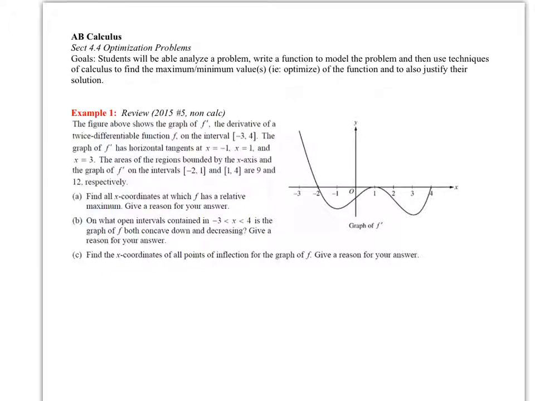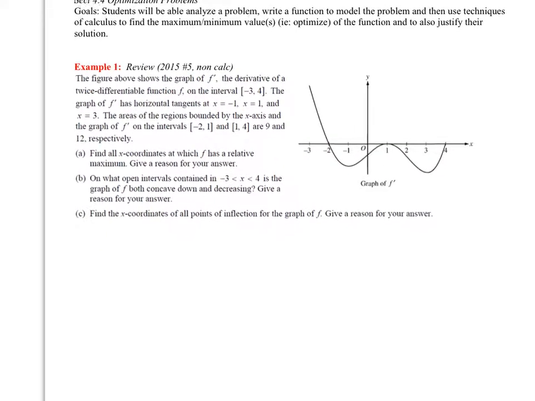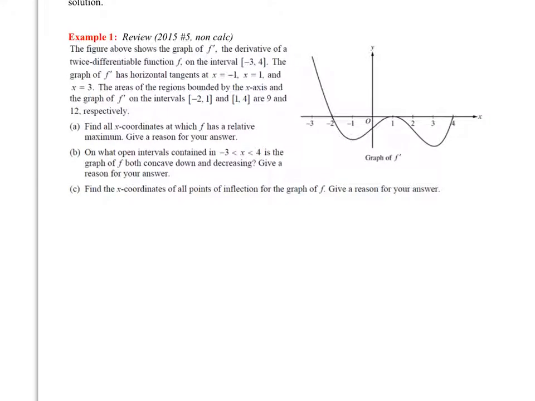Okay, so the figure to the right shows the graph of f prime, the derivative of a twice differentiable function f on the closed interval -3 to 4. The graph of f prime has horizontal tangents at -1, +1, and +3. The areas of the regions bounded by the x-axis will be irrelevant at this point. We haven't gotten to the area under the curve quite yet. So part A, find all x-coordinates at which f has a relative maximum. Give a reason for your answer.